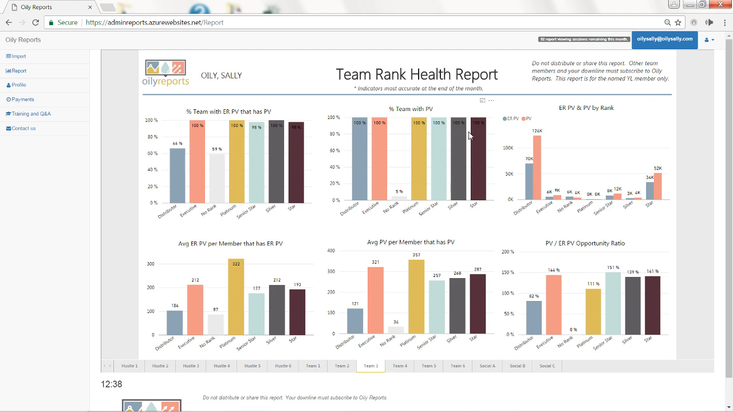Percentage of your team with PV, all of these at 100%. But one thing to see on this next graph: this is not an indicator. These 5 are health indicators. This 6th graph right here is just a point of reference so you can see how much ER and how much PV is coming in by rank. That way, if you see something that you're targeting, you can actually see how much volume is related to that.